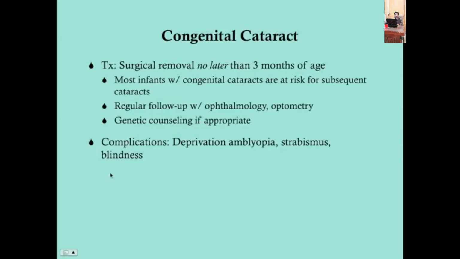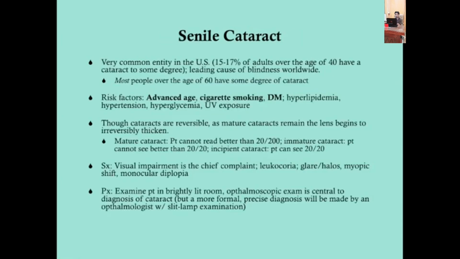Strabismus and blindness are other complications that can develop if you don't treat congenital cataract appropriately. Okay, so the more common senile cataract, this is a very common entity in the U.S. About 15 to 17% of all adults in the U.S. over the age of 40 have a cataract to some degree. There are various degrees of cataract, though. So cataract is just this abnormal material within the lens. It doesn't necessarily mean, though, that you're going to have symptoms.